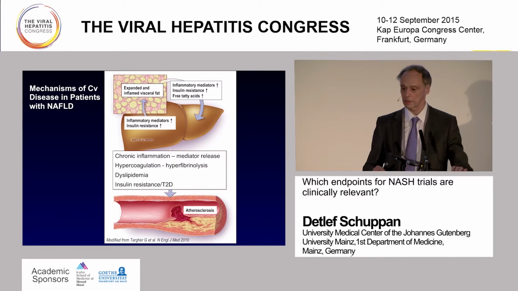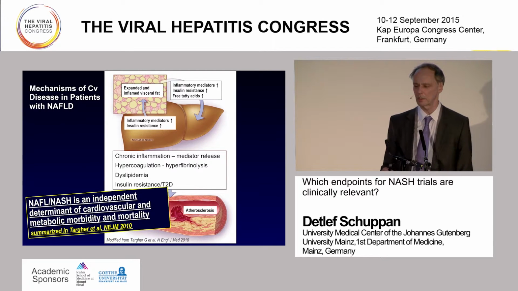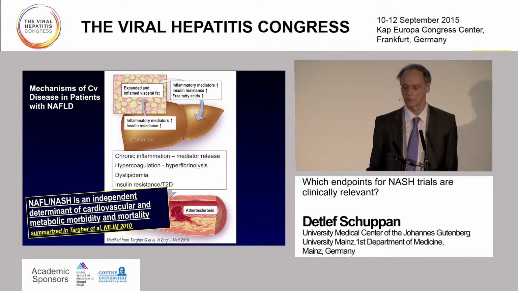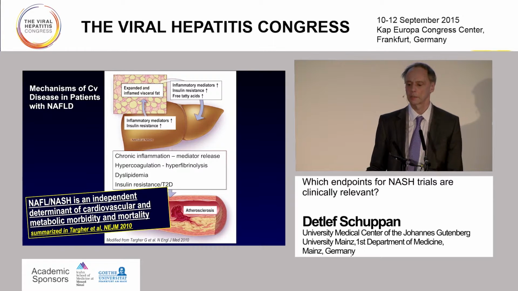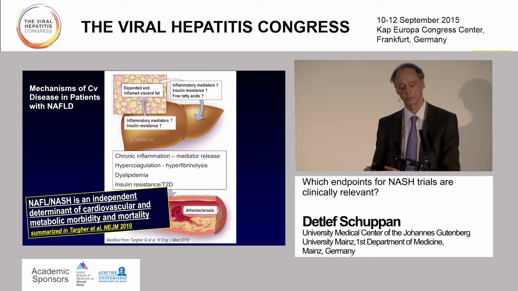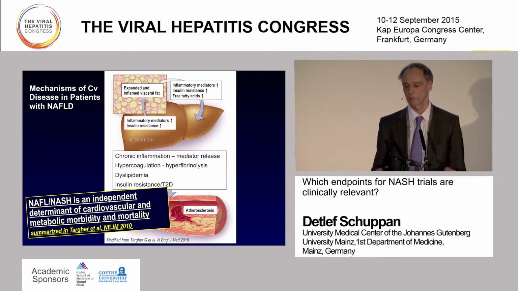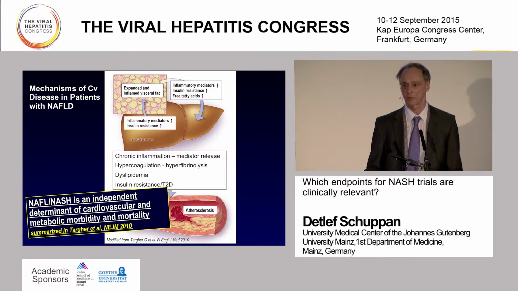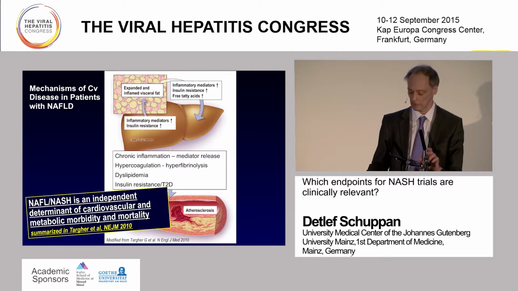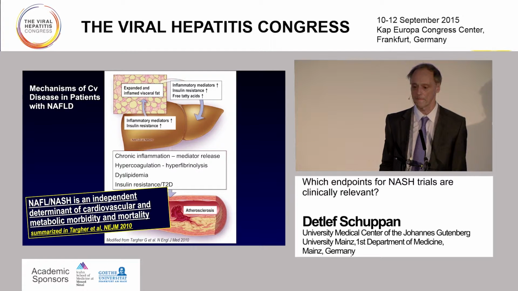So this is linked, but it's not completely overlapping, because we also know that NAFLD and NASH is an independent determinant of the metabolic syndrome and cardiovascular risk factors. So if you have the same group, one group without fatty liver inflammation and another group with fatty liver inflammation, they have the same BMI, the same factors, then the ones with the fatty liver inflammation have a much worse cardiometabolic outcome and parameter setup.